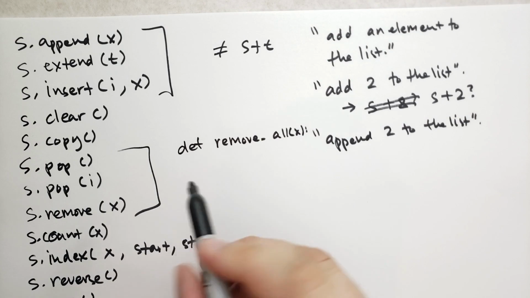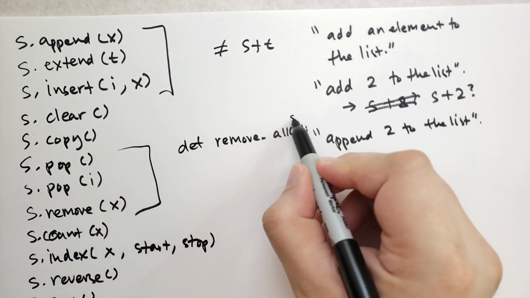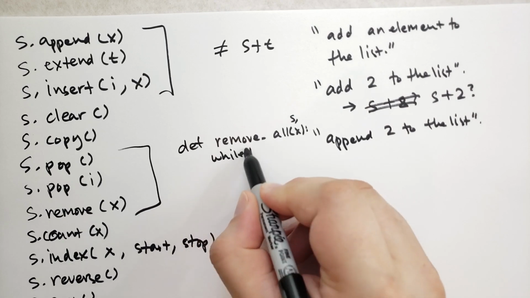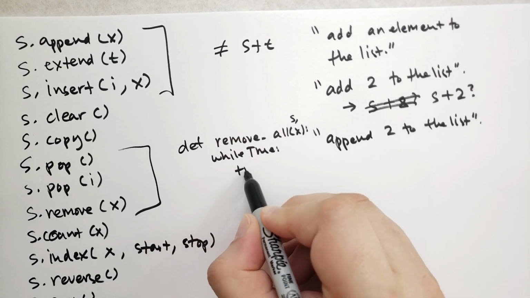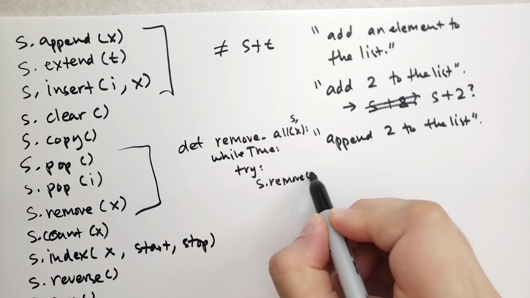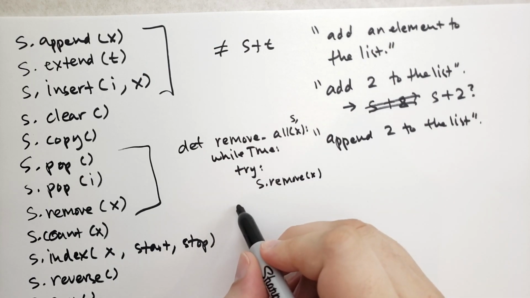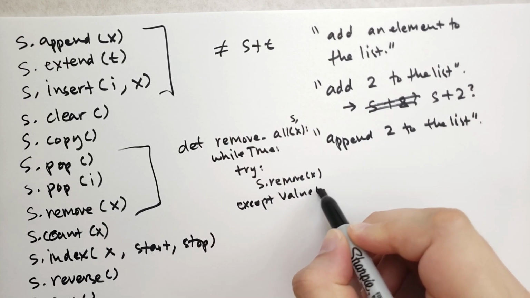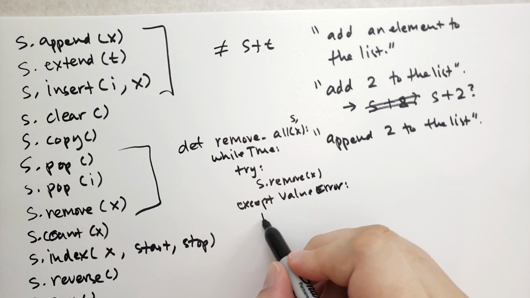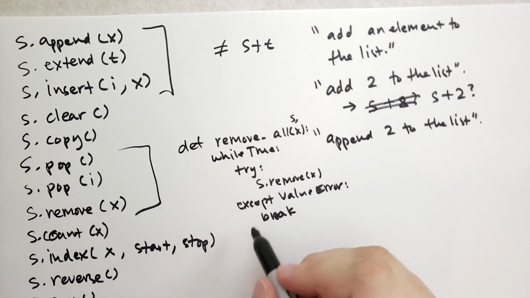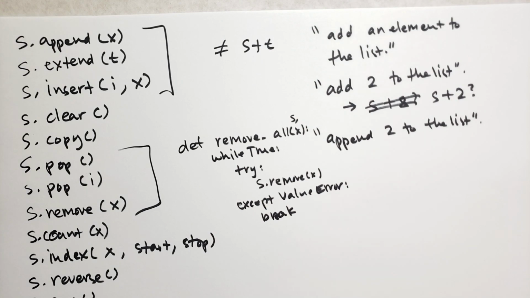So let's say we want to remove all x's from the list. Oh, I need to pass in the list too. So s comma x. So we say while True, then we will try to do s.remove(x). And if we have the value error, then we will break out of this loop. Otherwise, we'll just continue through and keep removing values. So that's some simple code there.